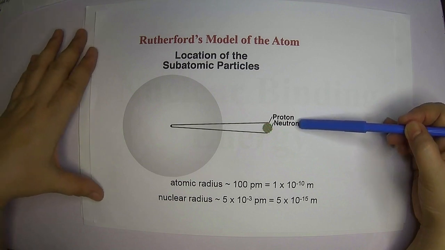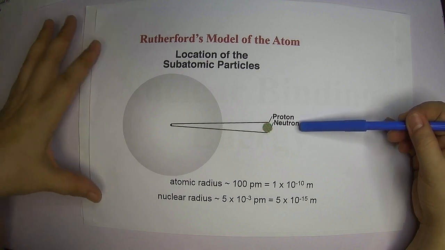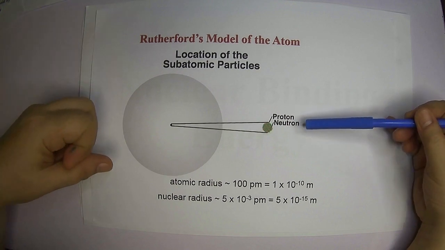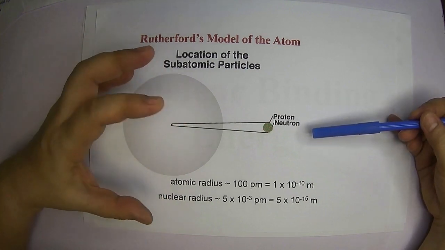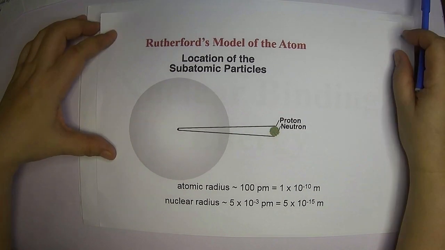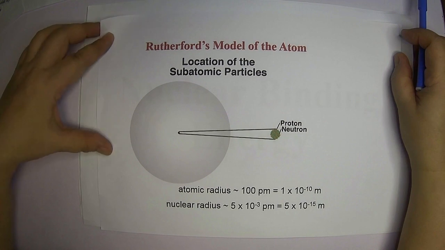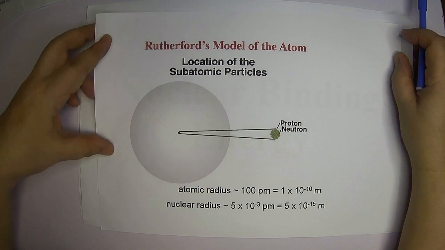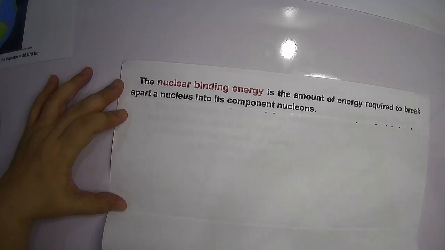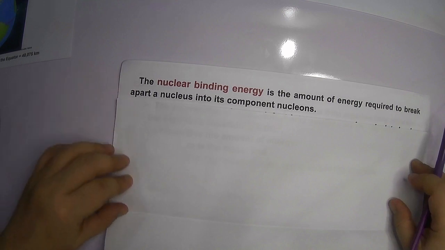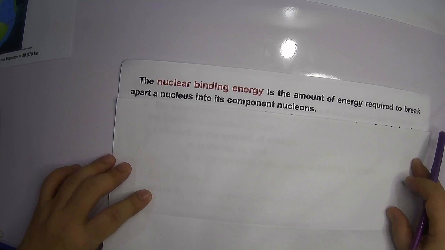Based on Coulomb's law that like charges repel each other, you will wonder what force holds together these positively charged particles in a very tiny space in the entire volume of an atom. The answer to this is contained in Einstein's famous equation, which describes the interconversion of mass and energy, and we call it the binding energy. The nuclear binding energy is the amount of energy required to break apart a nucleus into its component nucleons.